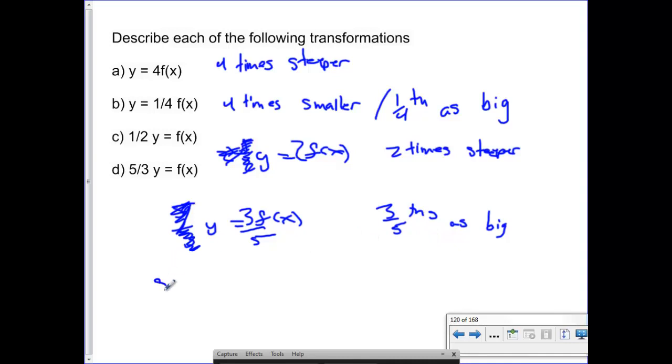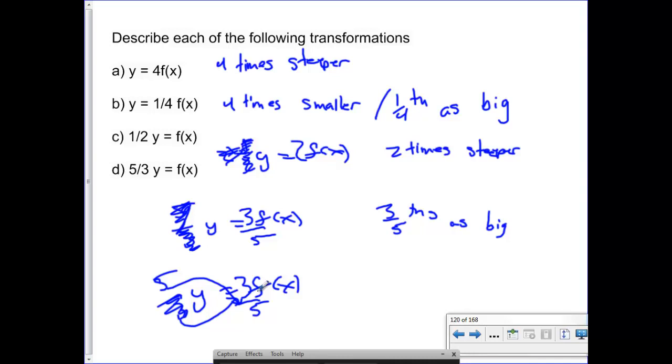Okay, so it used to be 5 over 3y equals f of x. Does it make sense? I can bring the 3 up top, and then I can bring the 5 down to the bottom. Okay, well now the number in front is 3 over 5. That's like a smaller number than 1, right? So rather than making this bigger, you're going to be making it smaller.